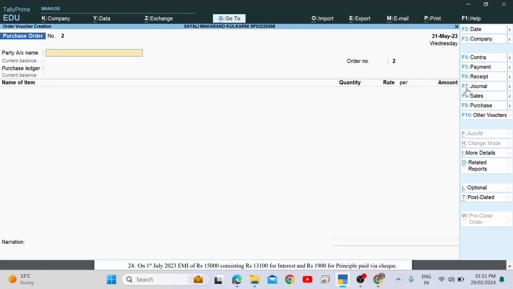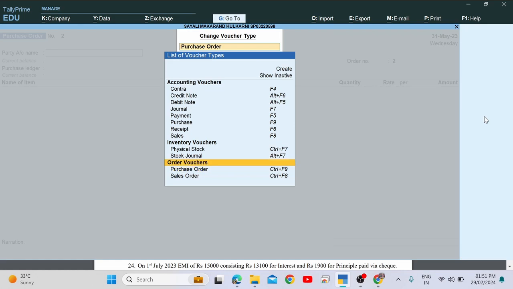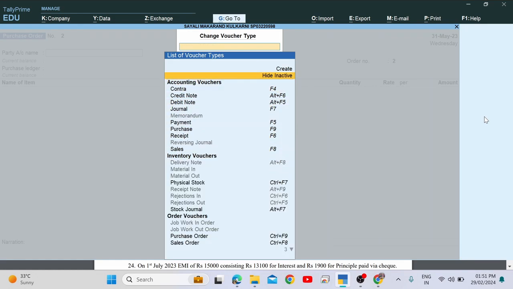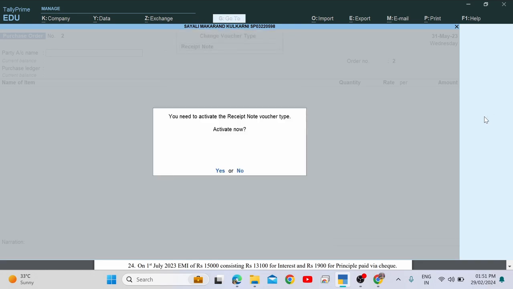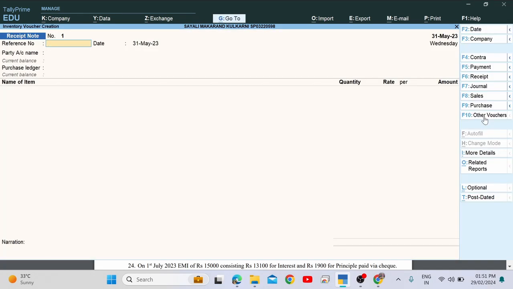Correct. Here, somewhere you will get in the purchase only you will get a receipt note, but that is now in inactive form. And therefore, do one thing in the other vouchers, somewhere show inactive, and then say receipt voucher, receipt note. Where is that? This is receipt note, and then activate it.